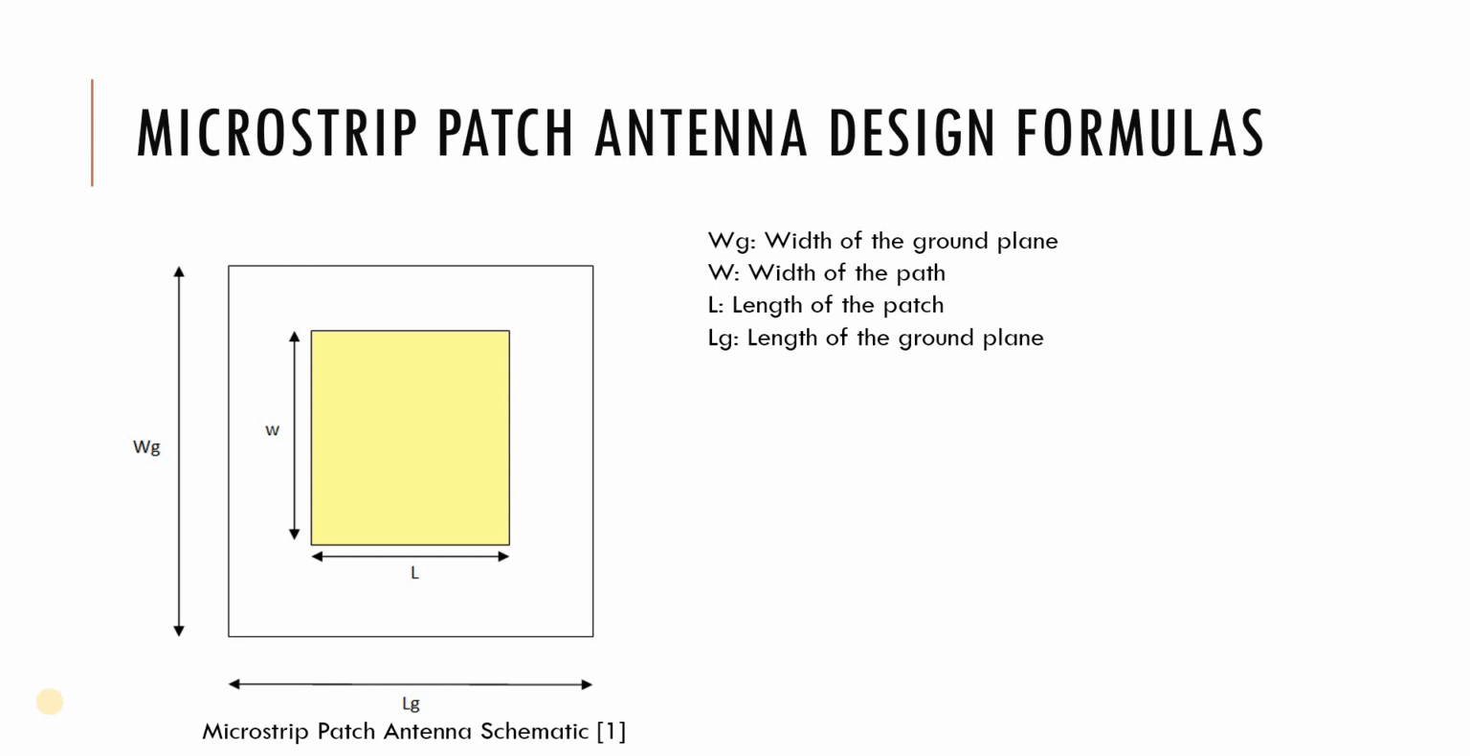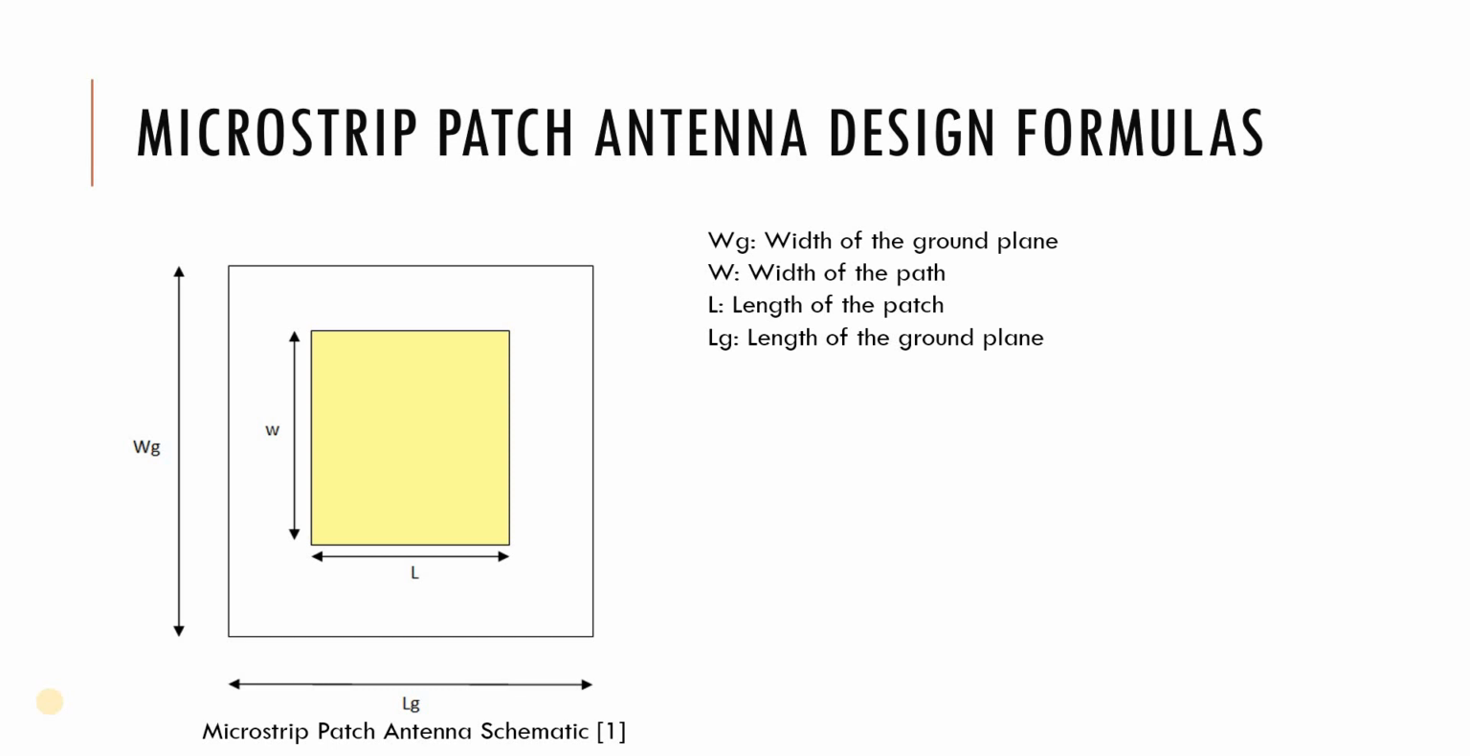In the figure you can see the width WG, which is the width of the ground plane, W which is associated with the width of the patch, L is the length of the patch, LG is the length of the ground plane, and by putting these two metals over the dielectric substrate, you can create a patch antenna.